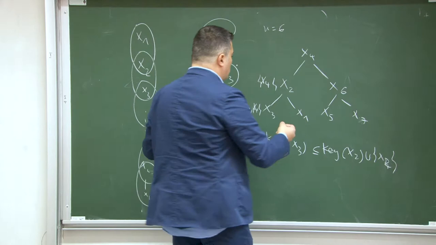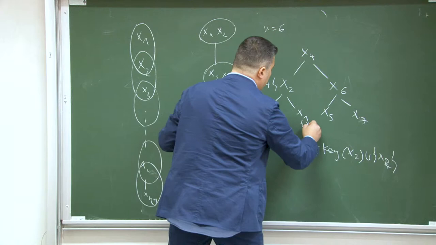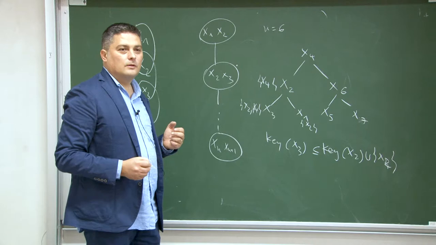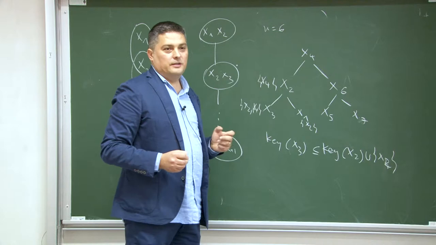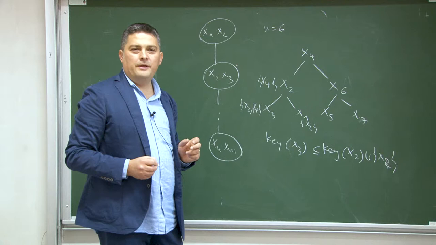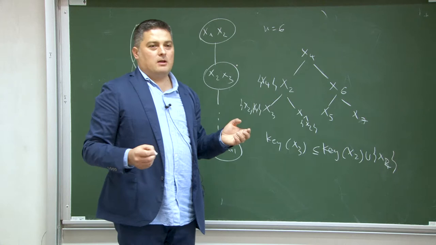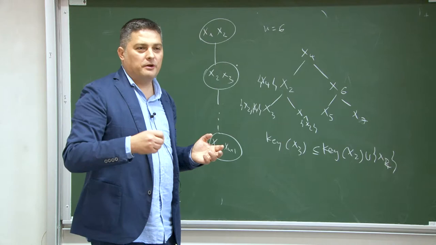So X1 here would depend on X2 only, and that's fine. And the key of it is included in this union, right? And similarly, we do it on the other side. Do you agree? So that's one possible variable order. It's unclear whether this is the best variable order, or whether the one we just discussed, just a normal path, is the best.